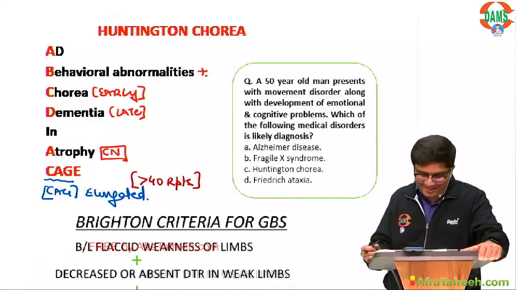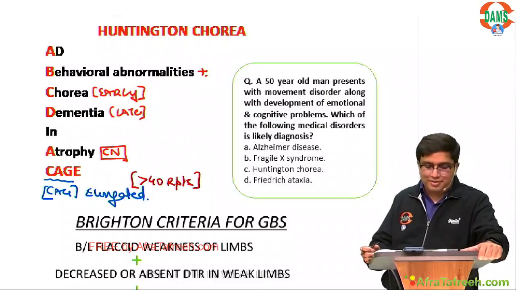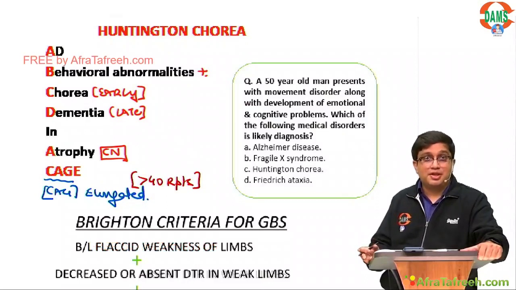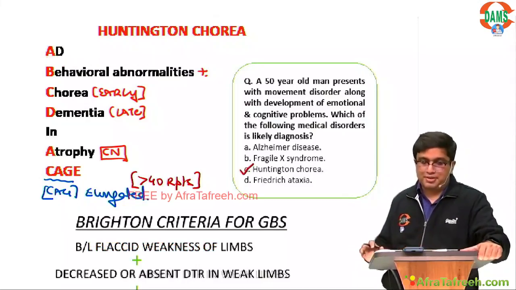Don't worry. Okay. 50-year-old man presents with movement disorder along with developmental, emotional and cognitive problems. Which of the following is a likely diagnosis that you can make over here? Nothing but Huntington's chorea, very simple topic. Okay.